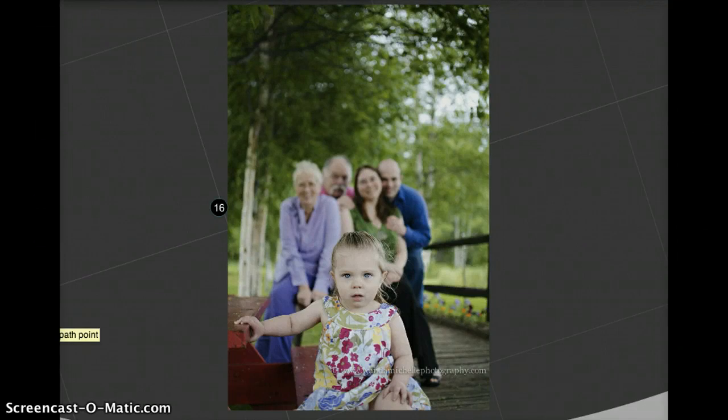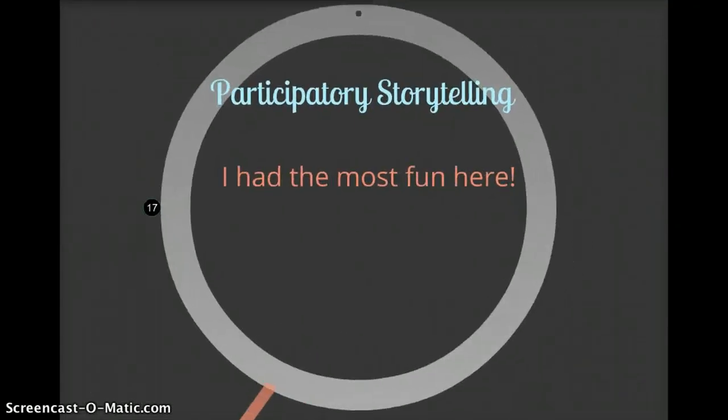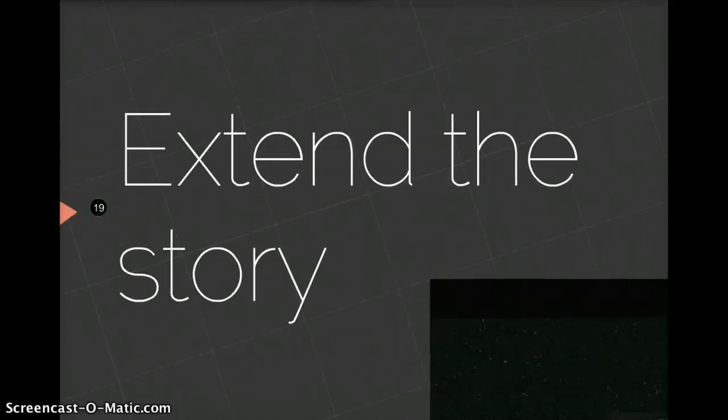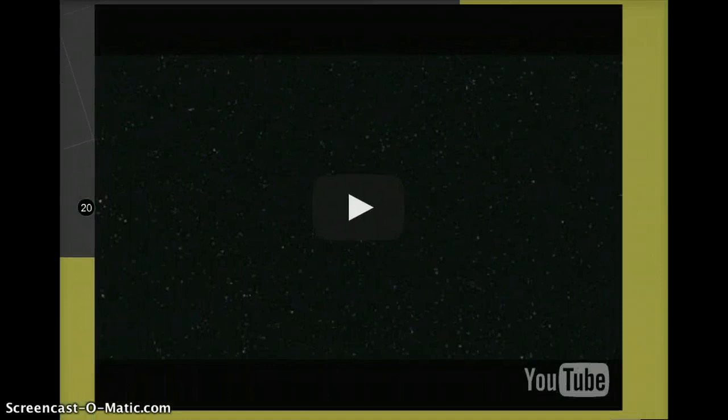And here we go. The next exciting thing is the participatory storytelling. This is where I had the most fun. This is where we used the Twitter story that we created together. This is the Twitter story. This is the link if you wanted to read it. And then extend the story. What I did is I created a backstory for Sam, which ended up being really fun to write and apparently for some people fun to hear, which was very exciting for me.